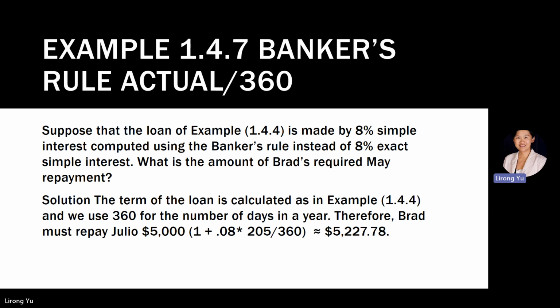Lastly, another way to do it is to find out the actual number of days and divide it by 360. That way we actually pay more interest. And this is actually what the bank uses, right? This is called the banker's rule. Suppose a loan, I mean, basically we have to pay more interest using this rule. The banker's rule is you still find out how many days exactly, but you're going to divide it by 360. So 205 divided by 360, the actual payment is slightly bigger than the previous two methods. So this is simple interest.